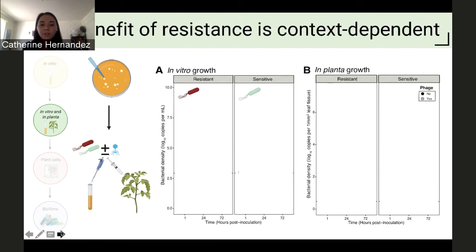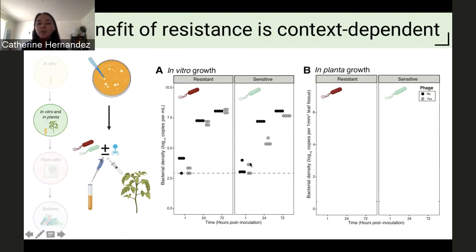And so in vitro, we found with the resistant colonies that they grow equally well in the presence and absence of phage, makes sense. Sensitive colonies, there doesn't seem to be much of a cost of resistance if you compare the absence of phage growth between resistant and sensitive colonies here, but we do see that the sensitive ones are reaching lower densities in the presence of phage, and that's what you would expect.